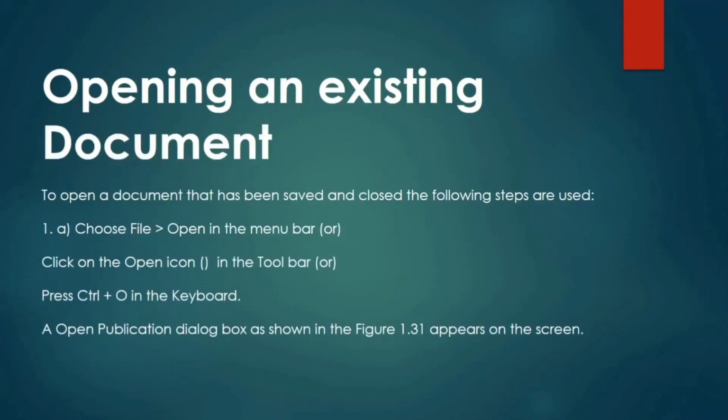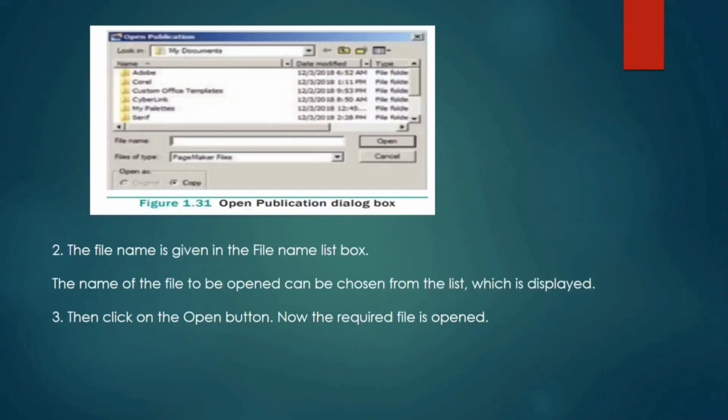Opening an existing document. To open a document that has been saved and closed, the following steps are used. 1. Choose File, Open in the menu bar, or click on the Open icon in the toolbar, or press Ctrl plus O on the keyboard. An Open Publication dialog box as shown in the figure appears on the screen. The file name is given in the file name list box. The name of the file to be opened can be chosen from the list which is displayed. Then click on the Open button. Now the required file is open.